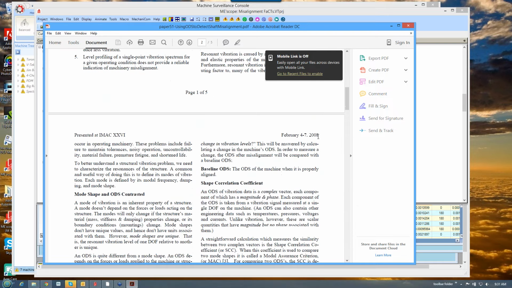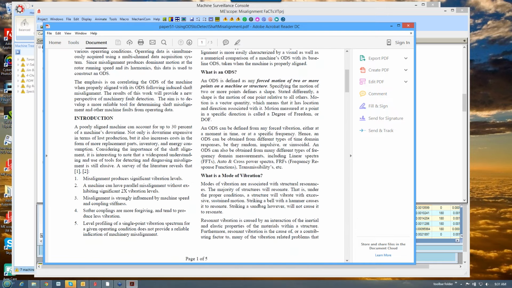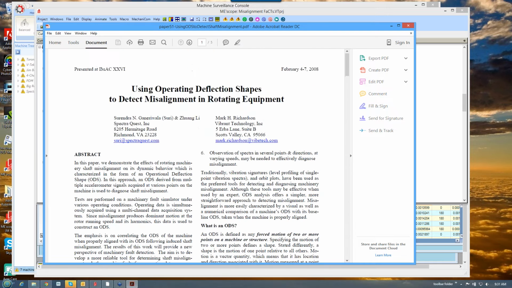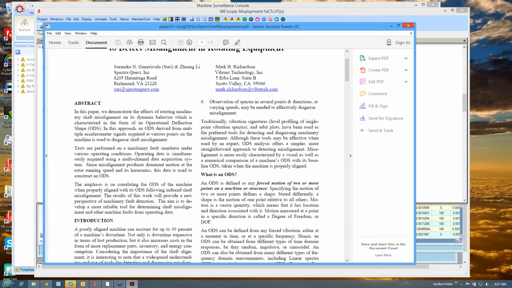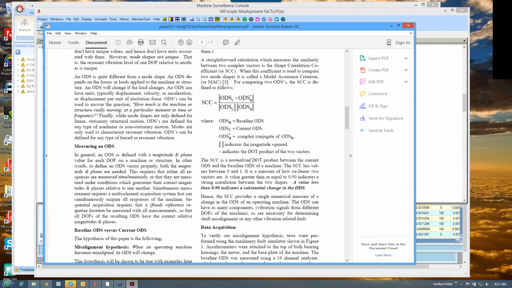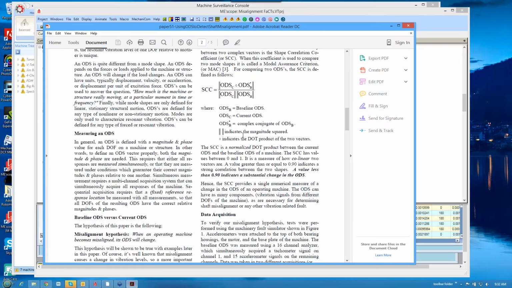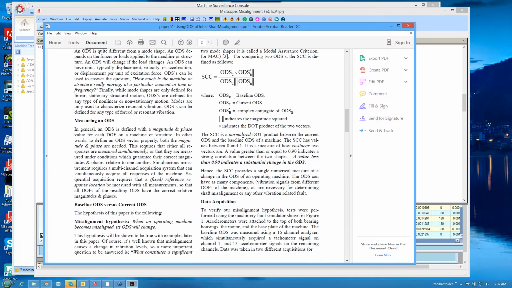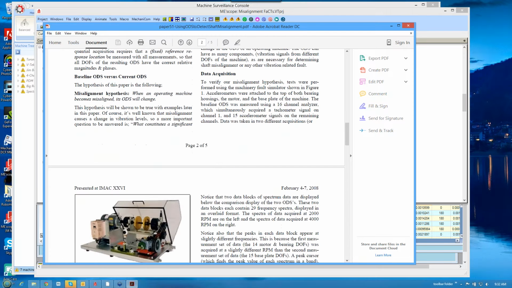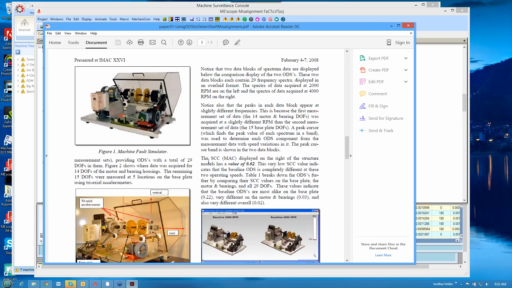Okay, in 2008. So this is quite an old tech paper that we wrote talking about ODS. Now here is another description of the MAC calculation. We were calling it a shape correlation coefficient, but we've gotten away from that and we're calling it MAC, just like it really has been defined.